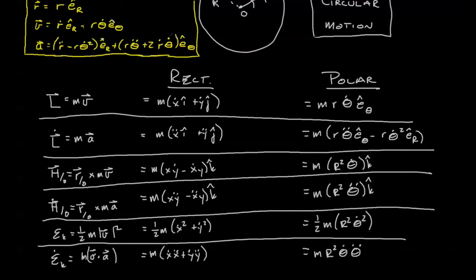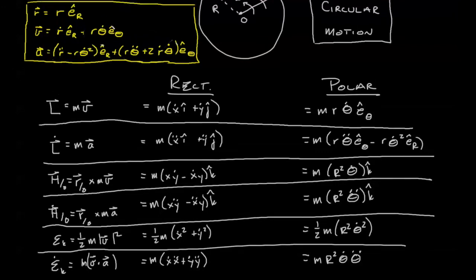Hopefully this tabular form gives you a good feel for how we can use our polar vectors, their velocity and the acceleration, as well as giving you a little deeper understanding of momentum, energy, and how they change with time, especially with circular motion.